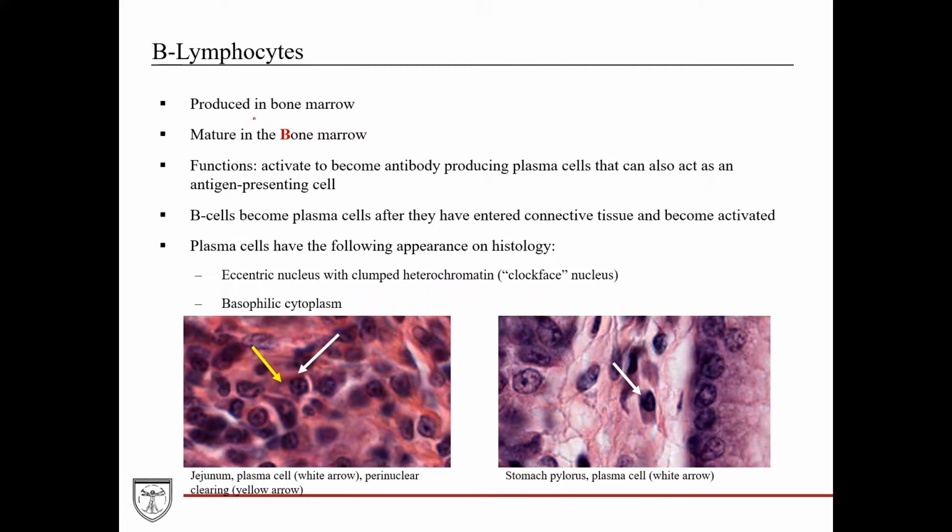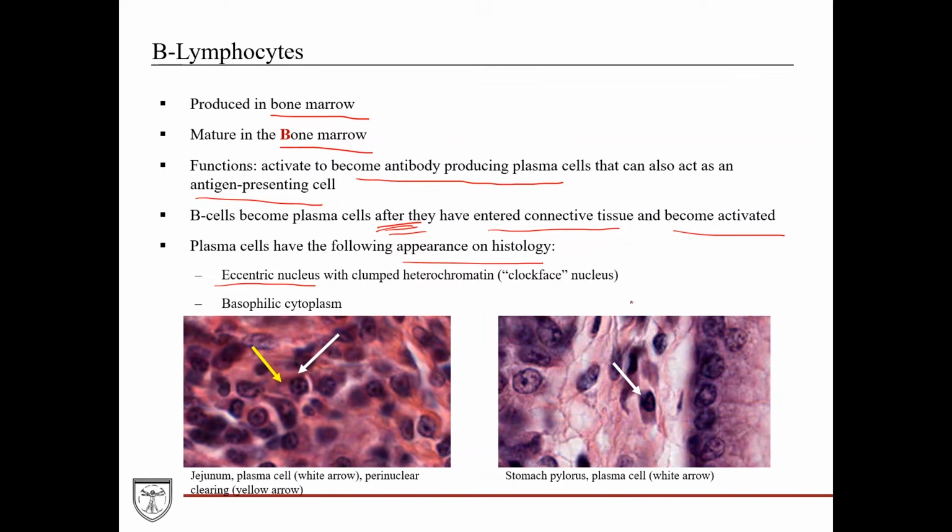So B lymphocytes, these are produced in the bone marrow and they mature in the bone marrow. That's the big difference between T cells and B cells. So B for bone marrow, and then remember T for thymus. Function, they activate to become antibody-producing plasma cells that can also act as antigen-presenting cells, as we talked about. Key thing to remember here is that a B cell does not become a plasma cell within the circulation. It is after they have entered the connective tissue and then become activated, such as by a CD4 positive T helper cell.